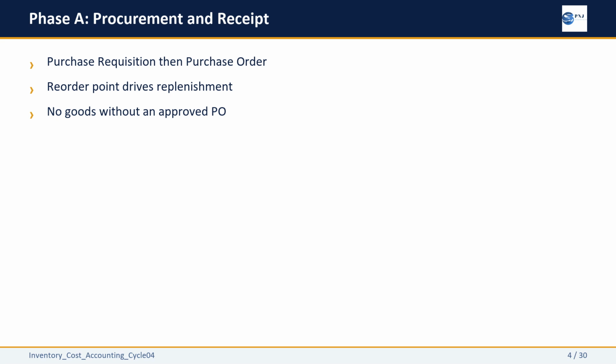Phase A is where inventory enters the building. Replenishment fires when the reorder point is hit, when the production plan demands materials, or when safety stock runs low. A purchase requisition, the PR, documents the need and must be approved before a purchase order, the PO, is raised. The PO is the legal contract, and no goods should arrive without one already in the system. Here is the key thing: get authorization right at the front, and every downstream cost is built on solid ground.